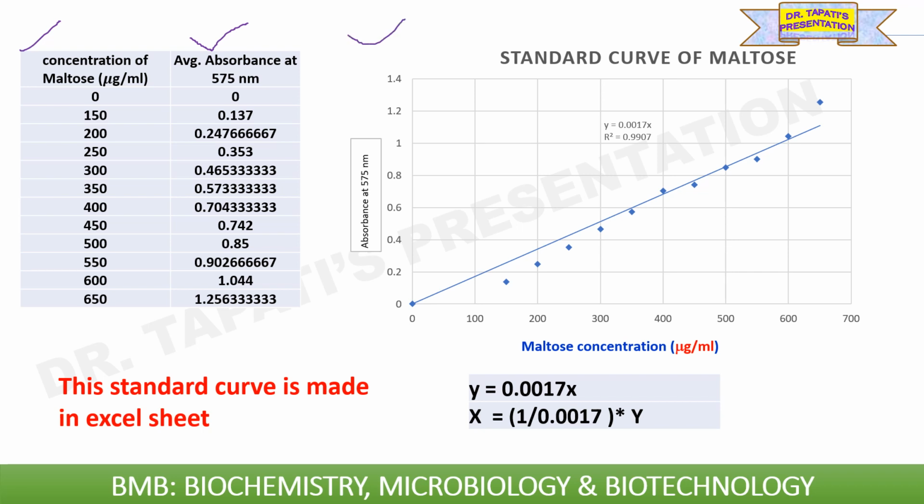It is a straight line, and from this standard curve we are getting this equation y is equal to 0.0017x. So if we know the value of y, that is absorbance at 575 nanometer for our sample, we can calculate its concentration by using this formula. x is equal to 1 by 0.0017 into absorbance y.